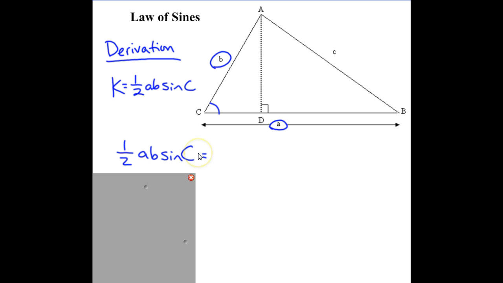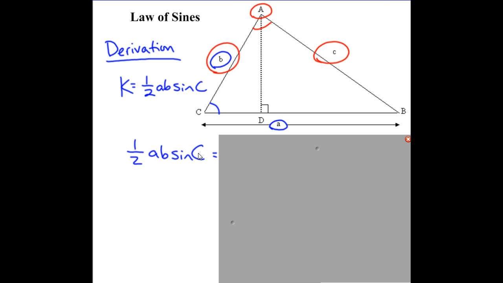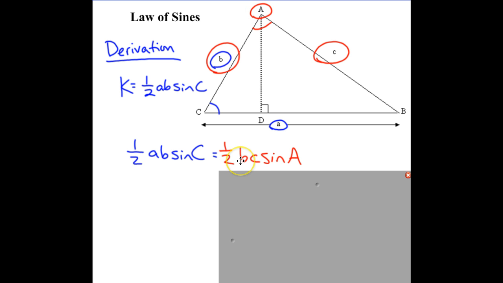However, that's not the only two sides and included angle. I could also have done BC and angle A in between. So I want you to write down the area of the triangle, which is still the same area, using those two sides and that angle. Hopefully you said it was 1/2 BC times the sine of A. Remember, it's any letters, it's just two sides and the included angle.